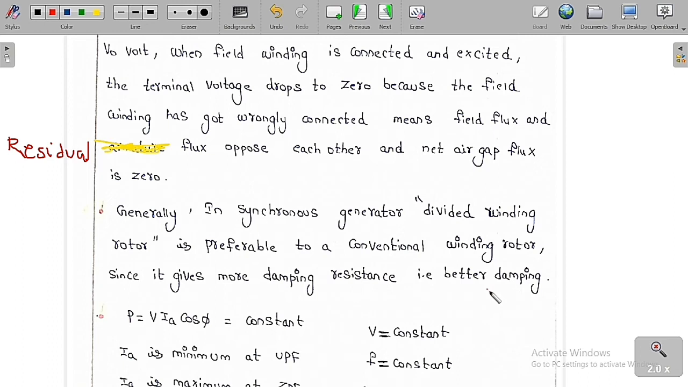So generally in a synchronous generator, a divided winding rotor is preferable to a conventional winding rotor since it gives more damping resistance, that is, better damping. Because of the more damping resistance or better damping only, we are going to prefer the divided winding rotor when compared to the conventional winding rotor.